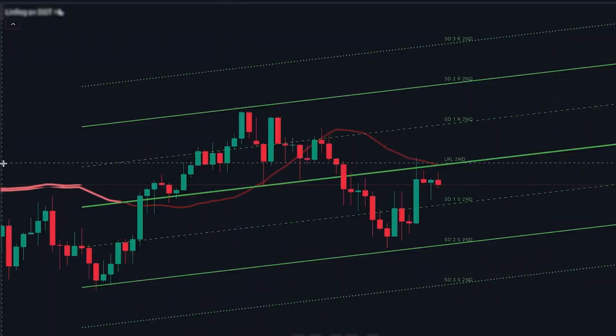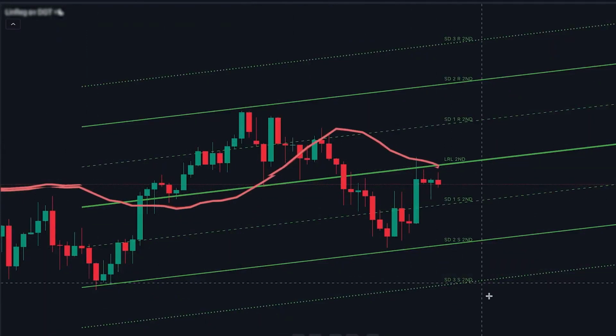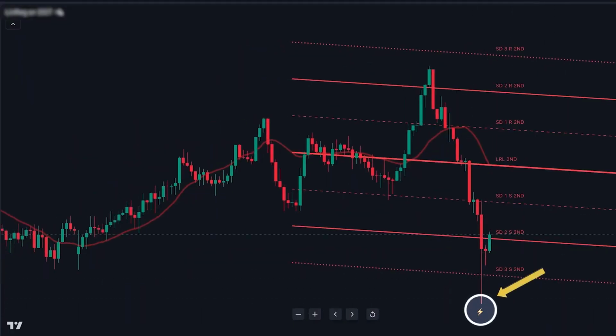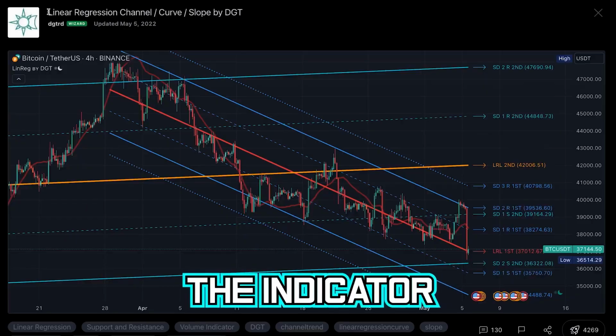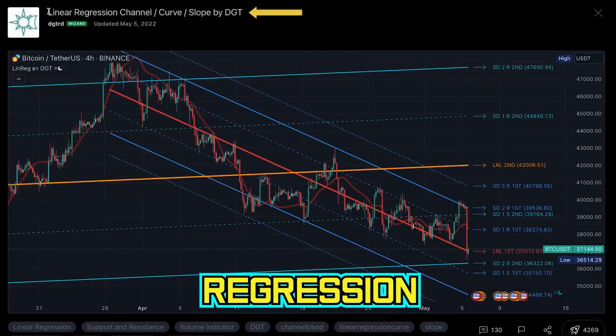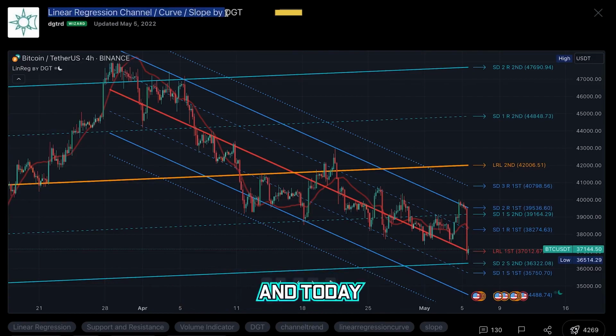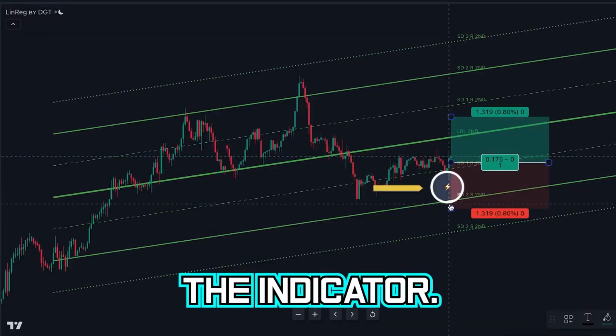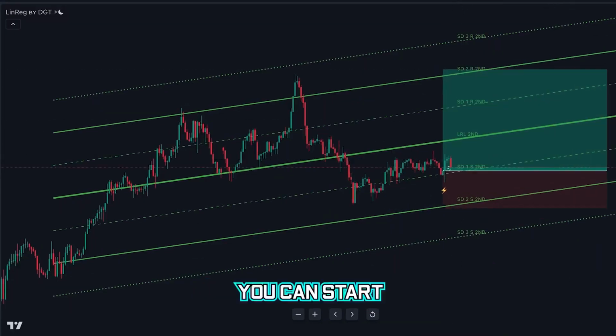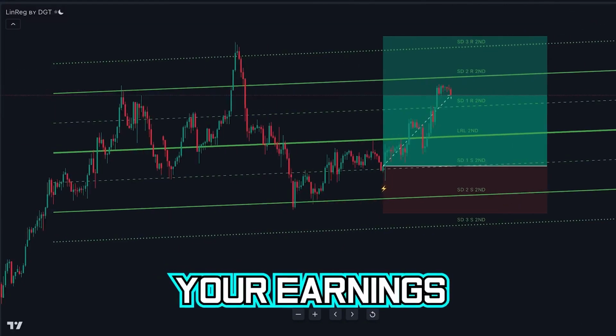It will also provide a moving average to gauge the internal slope of candles and even identify high volatility bars that can be used for taking trades. The indicator we are talking about is the linear regression channel created by DGT, and today we are going to show you how to get it for free, how exactly to read the indicator, and we will also provide a strategy you can start using today to increase your earnings in the market.